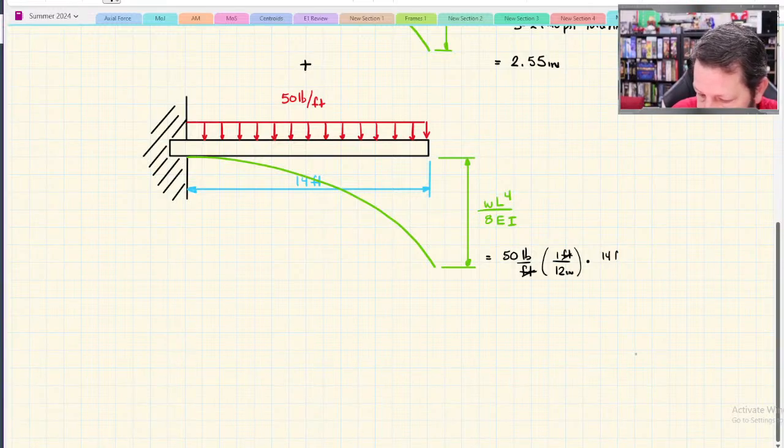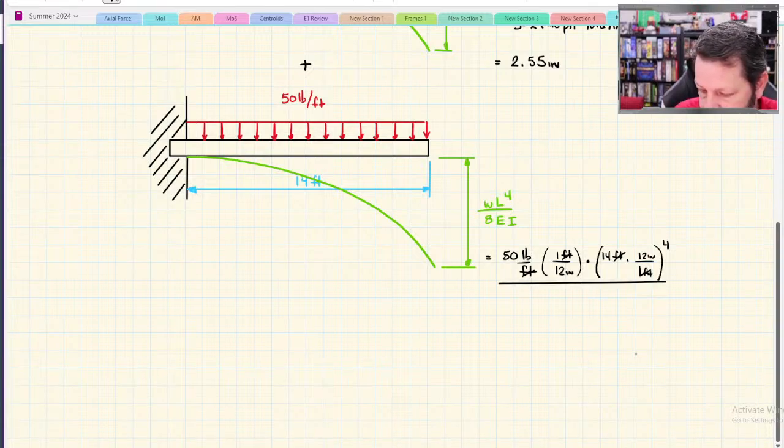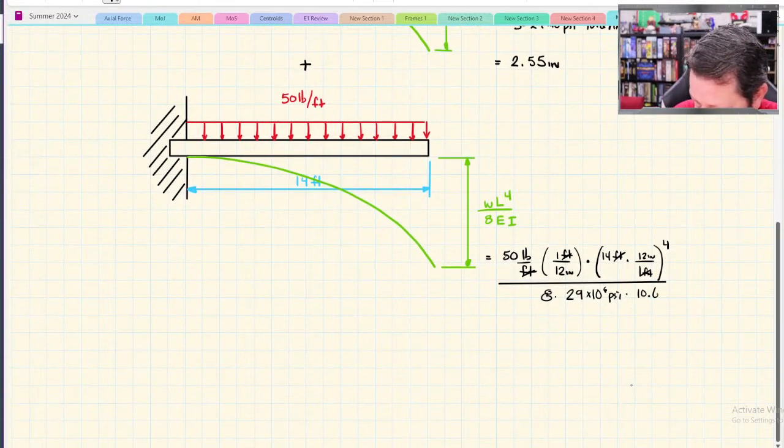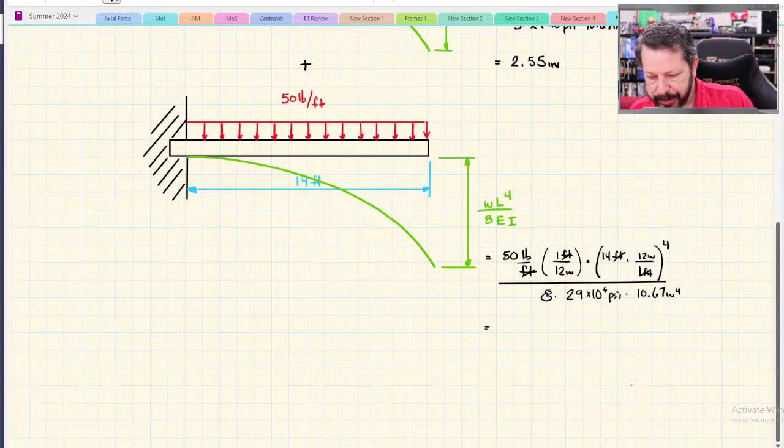L is 14 feet. This is why I write out the conversion factor. So 14, but it needs to be raised to the 4th power. And then a little bit different denominator, 8 times the 29 million. Same moment of inertia, which I forgot, 10.67. Okay, let's see. I should have saved my denominator, but I didn't. Oh, it's different anyway.